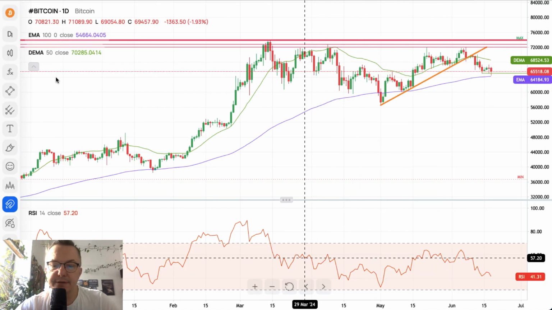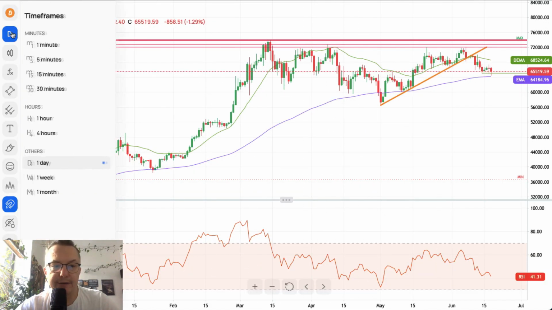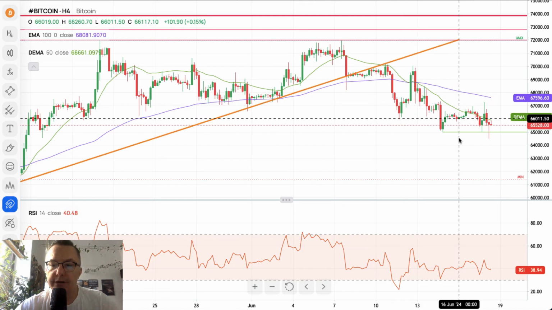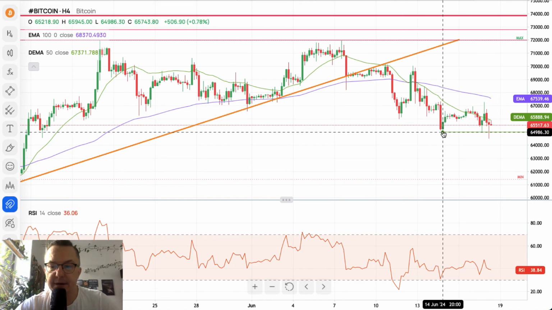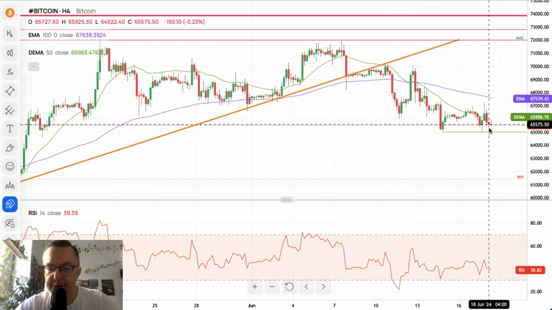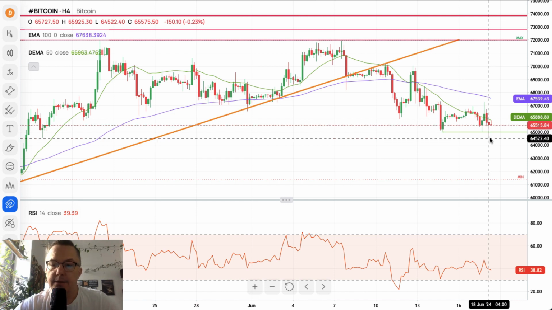We are talking about the Bitcoin because if we switch back to the 4-hour chart, we can see that there is a battle. There's a battle above the 64,986. This is the yesterday low, and this level was pierced lower just like 4 hours ago. So the new low was made at 64,522.